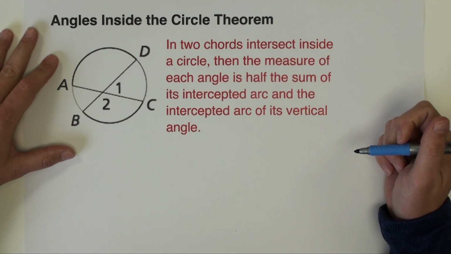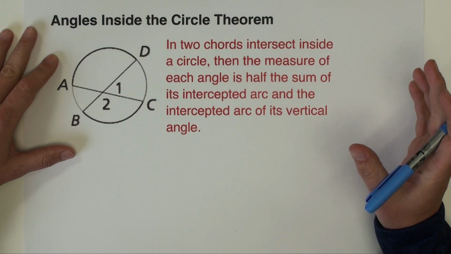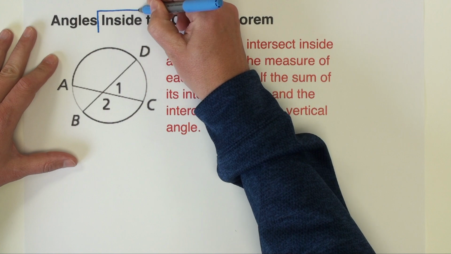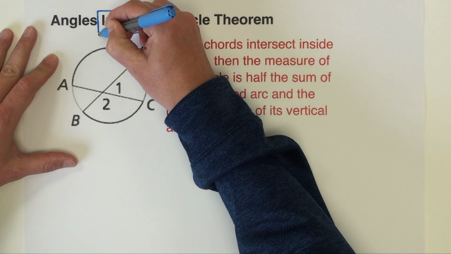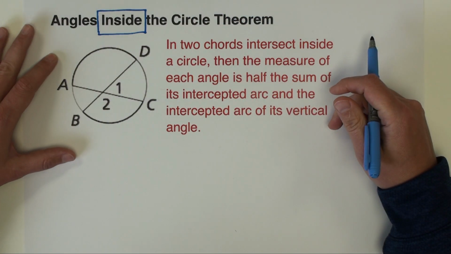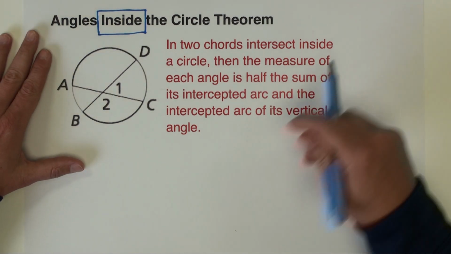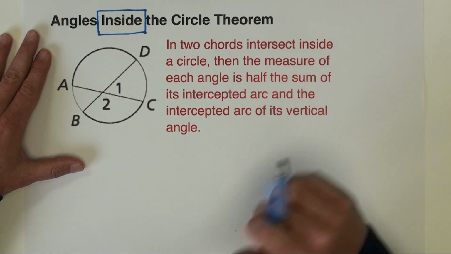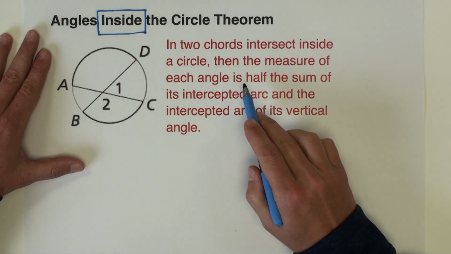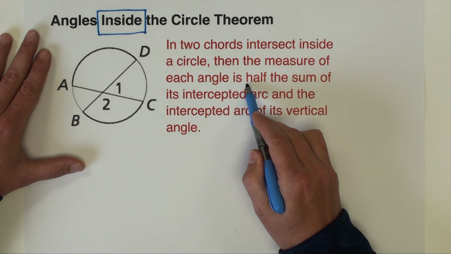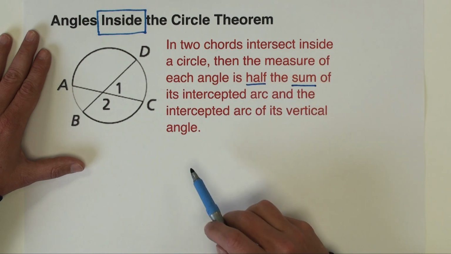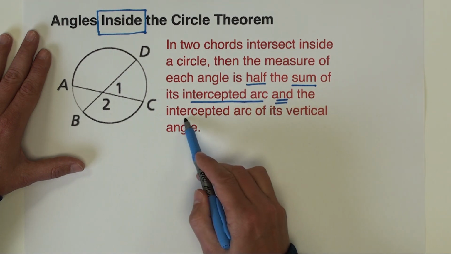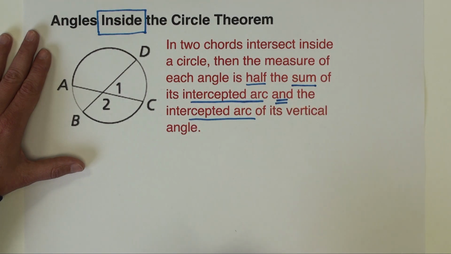All right, our next theorem deals with angles that are formed inside the circle, and that's important to make this distinction between what's going to come next when the angles are on the outside. Angles formed on the inside of the circle are formed by two chords that intersect somewhere in the circle. This theorem says that the measure of each angle is half the sum of its intercepted arc and the intercepted arc of its vertical angle.